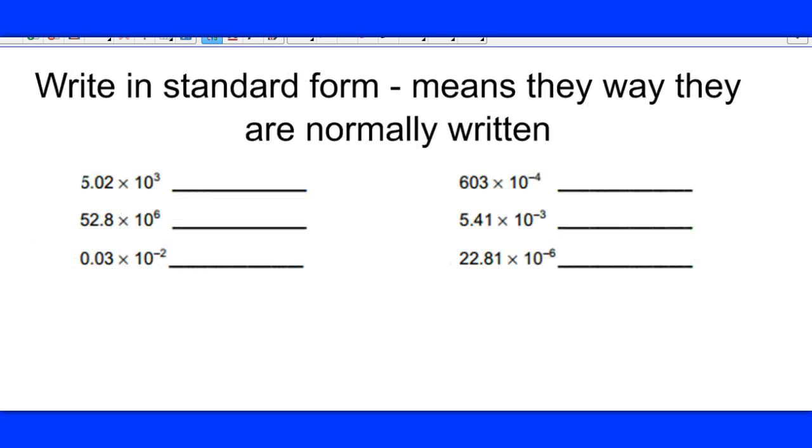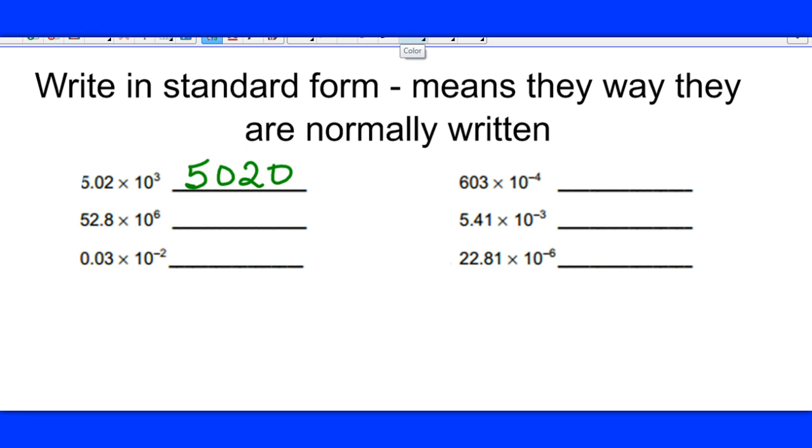Okay? I also need to be able to take it out of scientific notation and put it back in standard form, which basically means the way it's normally written. So I'm going to take 5.02 and multiply it by 10 3 times. Every time I multiply by 10, it moves the decimal point one place to the right. So this will be 5020.